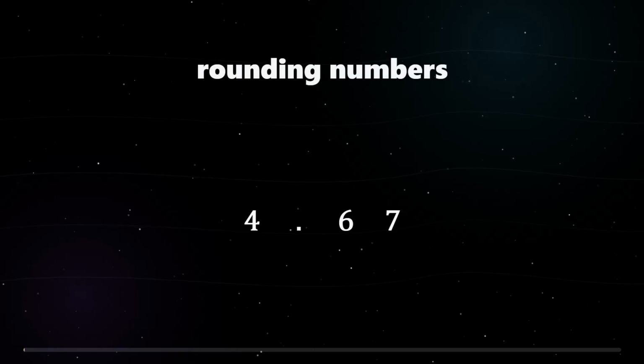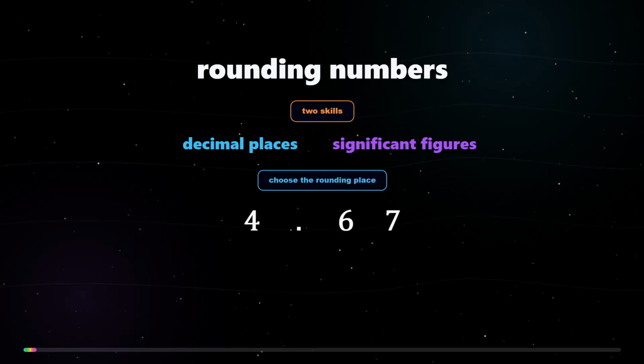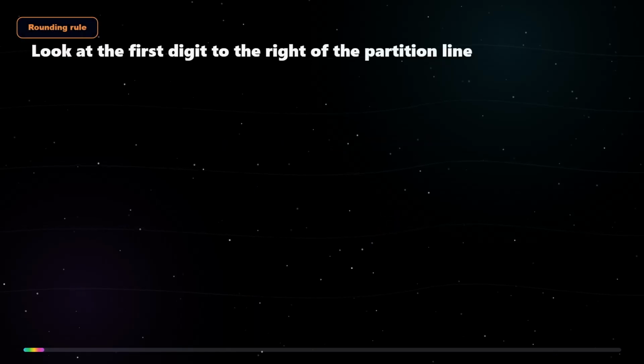Today we are learning how to round numbers. We are going to cover 2 skills: rounding to decimal places and rounding to significant figures. The idea is simple. Choose where you are rounding, draw a line after that place, look at the next digit, then decide what happens. Here is the main rounding rule.